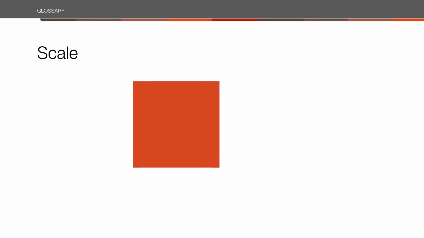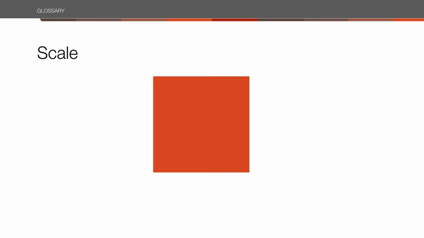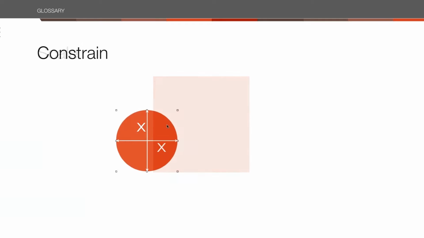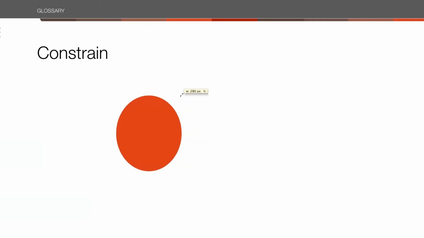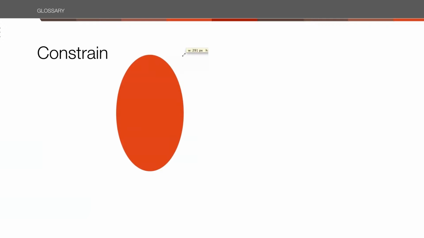Scale, just what it says it is. You're probably already familiar with this, but making things larger and making things smaller, that's simply called scale. There's an interesting thing though, and that is called constrain. Sometimes in some software, when we scale an object up or down, it distorts it because we're only scaling it vertically or horizontally. If we want to scale it proportionally, we want to know about something called constrain.